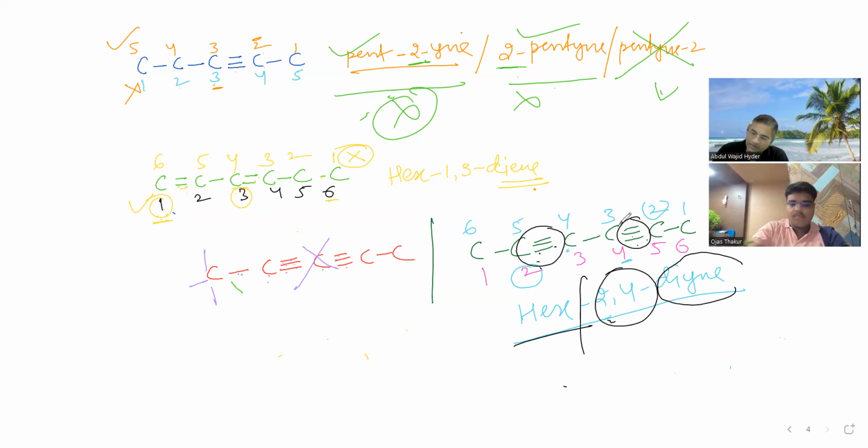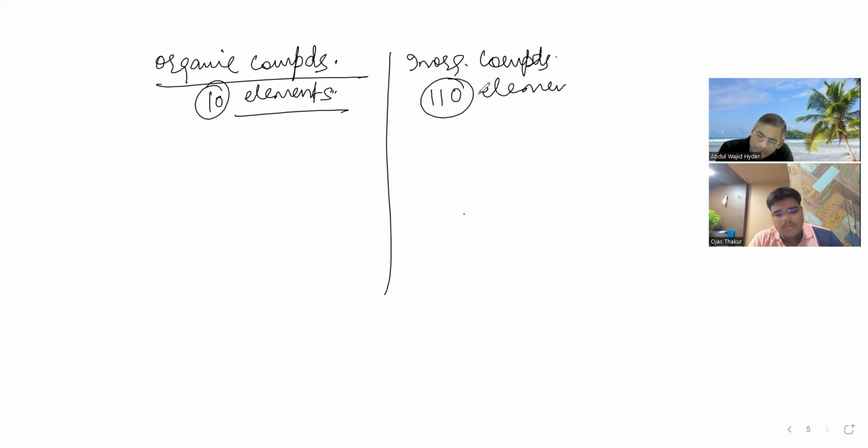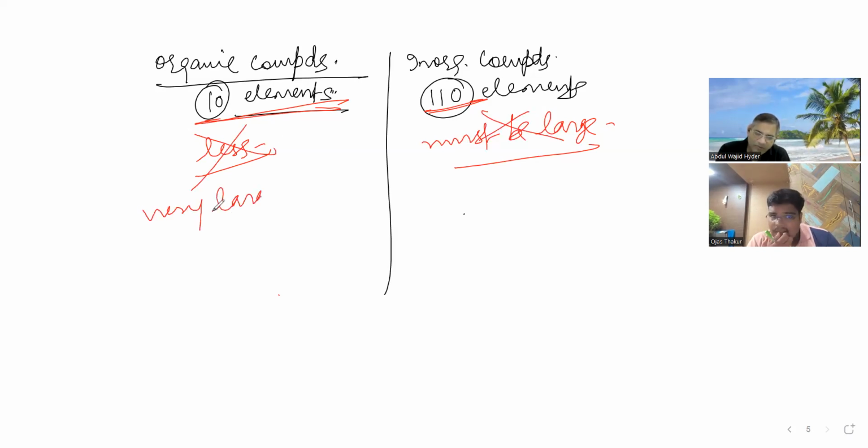Organic compounds are a very big topic. Obviously, we'll be taking time on this nomenclature. Organic compounds are made of just 10 elements only: carbon, hydrogen, oxygen, nitrogen, phosphorus, sulfur, fluorine, chlorine, bromine, iodine. And inorganic compounds are made of around 110 elements. So the number of inorganic compounds must be very large, and organic should be less in number because only 10 elements are there, but it is not so. The number of organic compounds is very large.